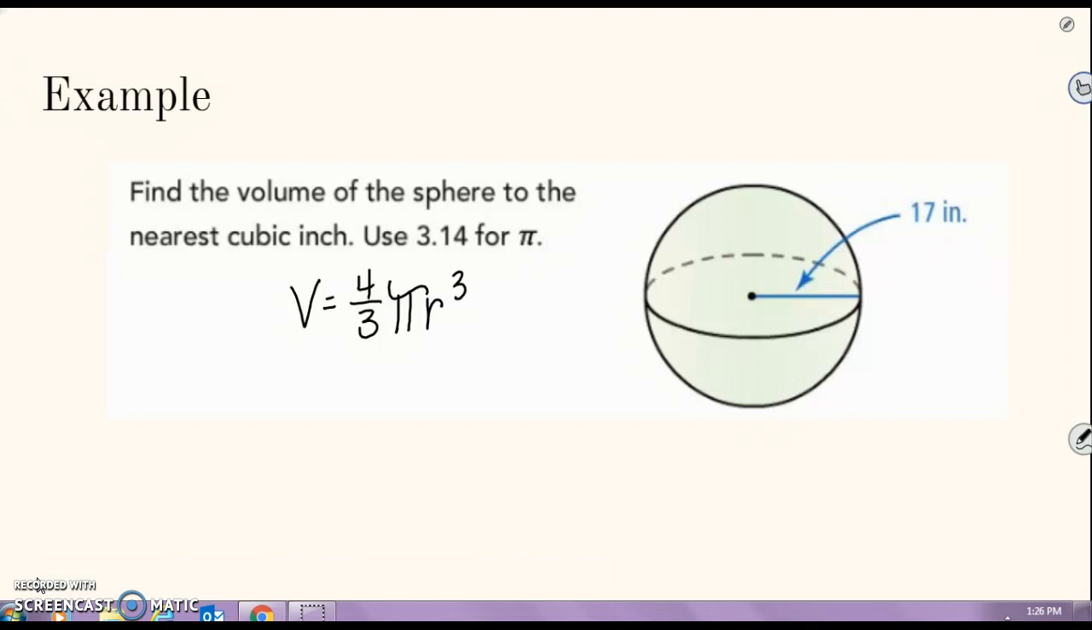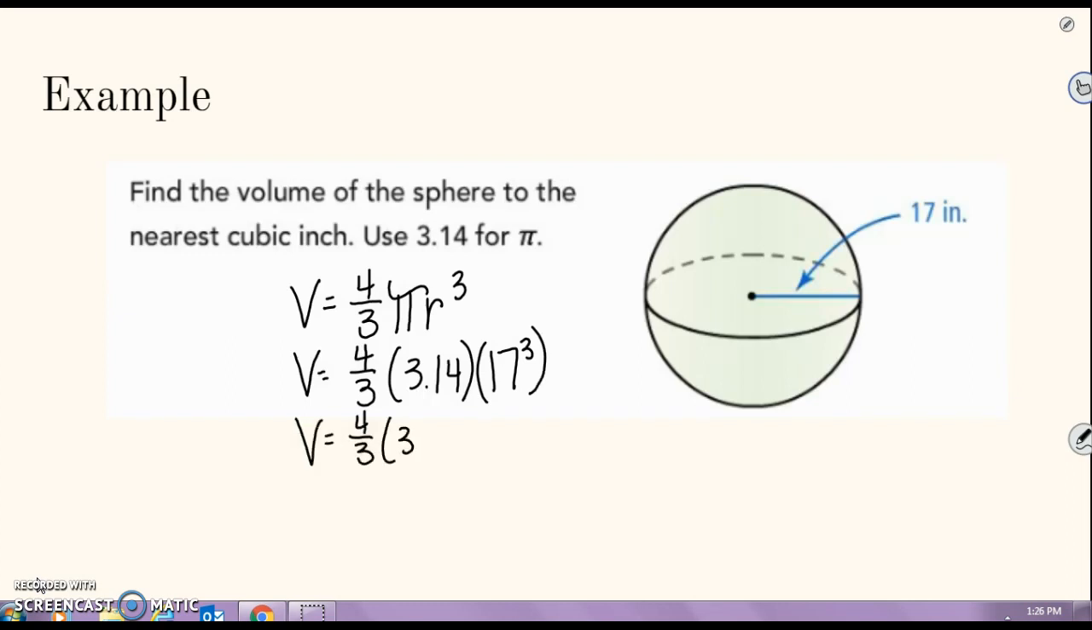Alright, so we're going to find the volume of this sphere to the nearest cubic inch. So again, it's 4/3 times pi, which is 3.14. And now we're going to cube our radius, which means we multiply it times itself 3 times. So I'm going to go ahead and do that. So I'm cubing 17, so I multiply it times itself 3 times. And that gives us 4,913.